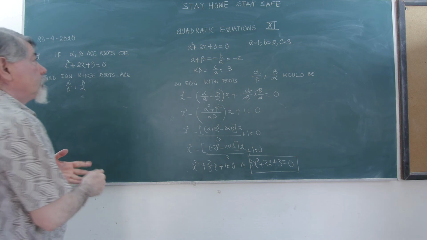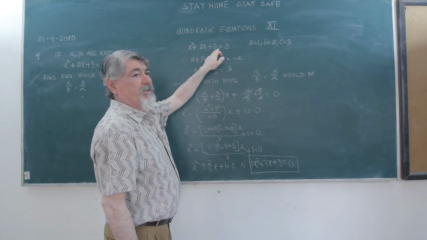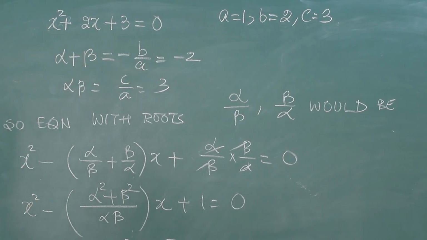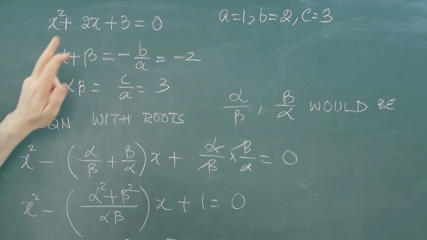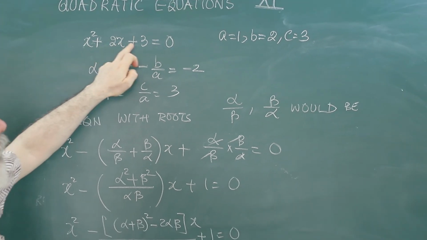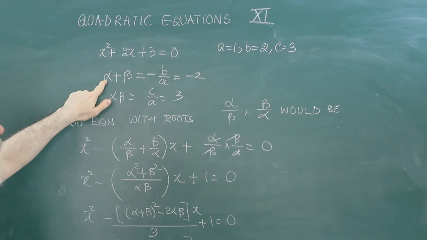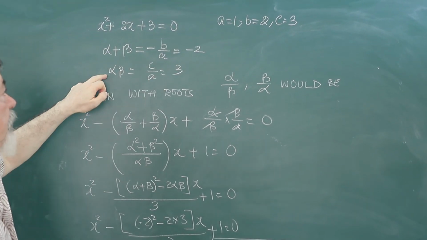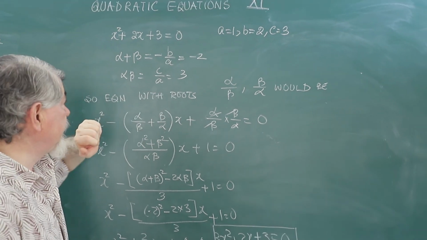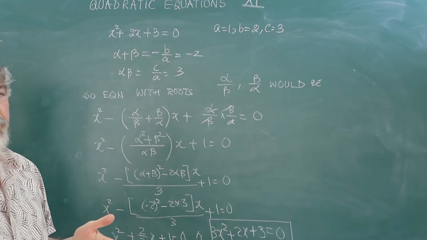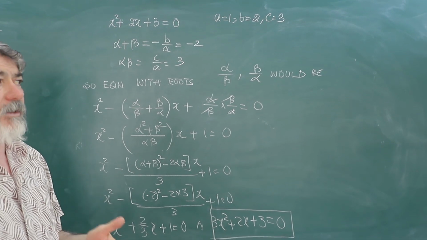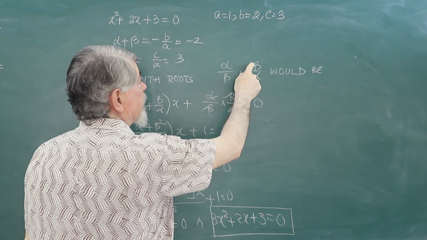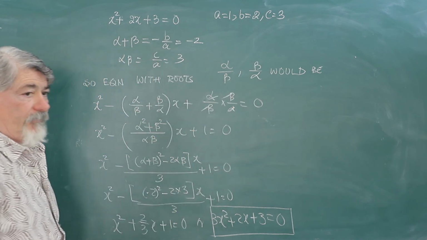In this question, x square plus 2x plus 3 is equal to 0 is a quadratic equation, and the roots of this equation are given as alpha beta. Now A is 1 here, B is 2, and C is 3. So I calculated alpha plus beta as minus B upon A, which is minus 2, and alpha beta as C upon A, which is equal to 3. He says you have to frame a quadratic equation whose roots are alpha upon beta and beta upon alpha.